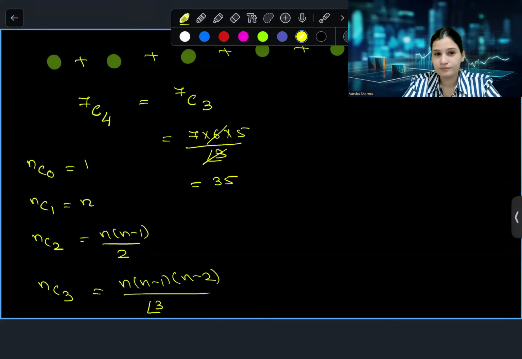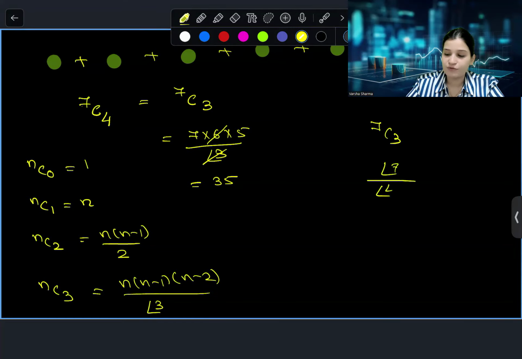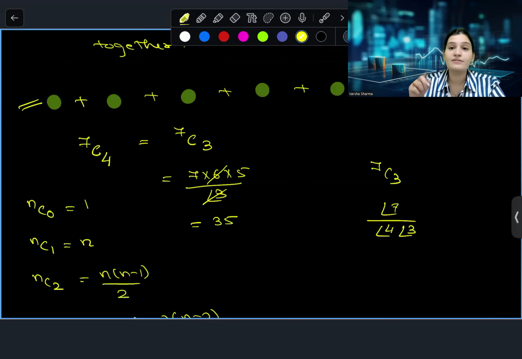Ma'am, don't we multiply 6 factorial, ma'am? It's a trick. If you are using the normal formula, then we do that. For the trick, you can directly do this. If you are using the formula, 7C3 is factorial 7 divided by factorial (7 minus 3), that is 4 factorial, times 3 factorial. And in this case, no 6 factorial, because all the 6 plus signs are identical to each other, so there is no need to arrange them. Got it, ma'am. Thank you, ma'am.